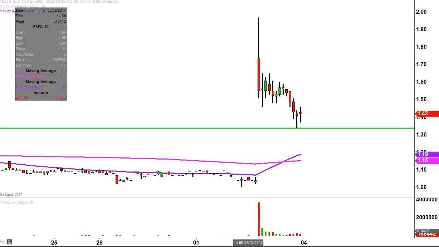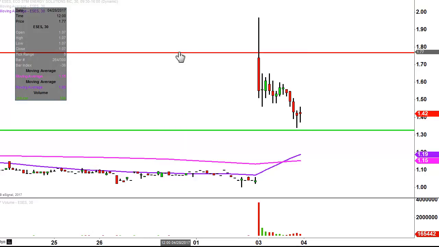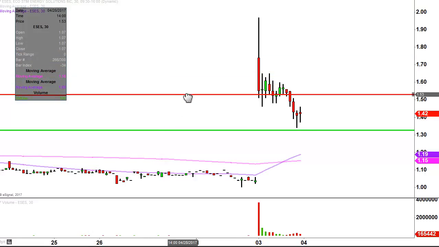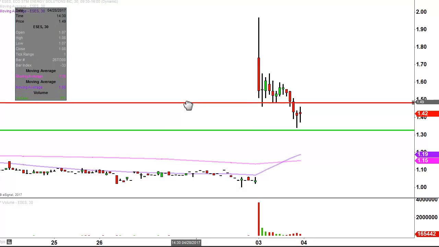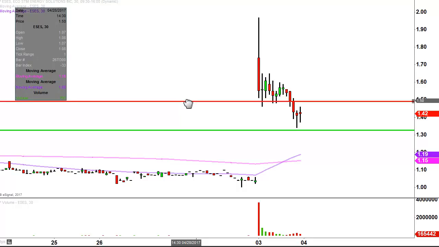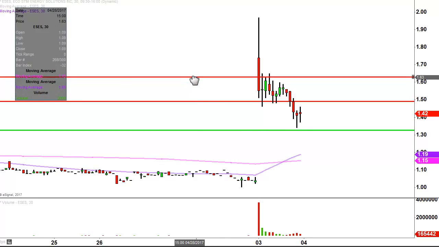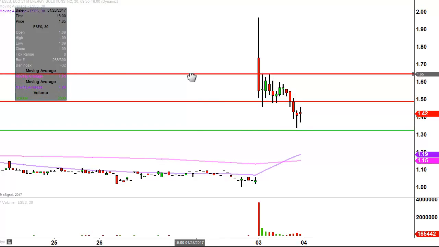Now, what about areas of resistance? Initial area of resistance on any sort of bounce is going to be this former area of support that had formed during the day, and that's right there at the $1.50 mark. So $1.50 initial area of resistance, next level up after that of resistance up there at $1.65. So $1.50, $1.65, next hurdles that the bulls will have to clear if there is going to be any sort of bounce, to get back up in the $1.80 range and above.